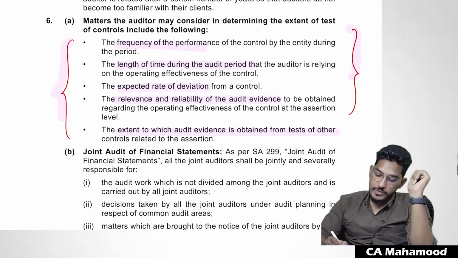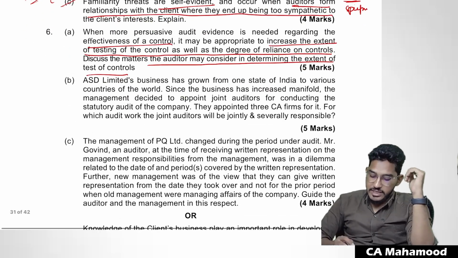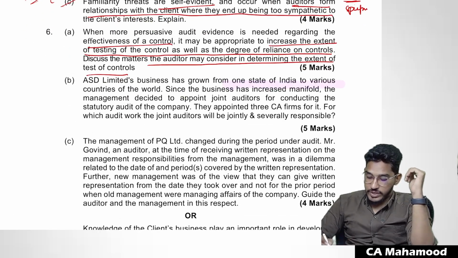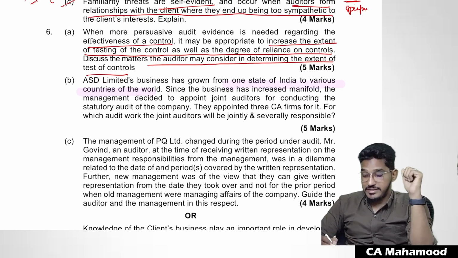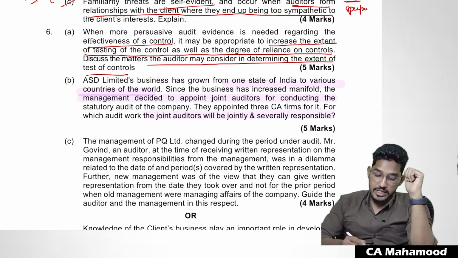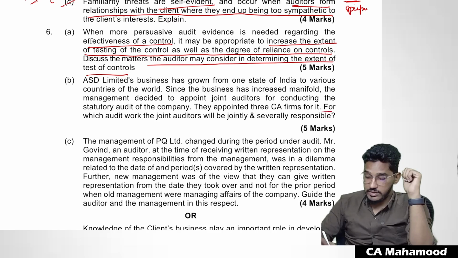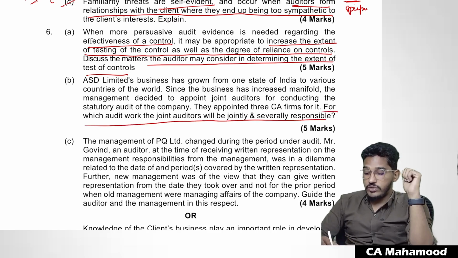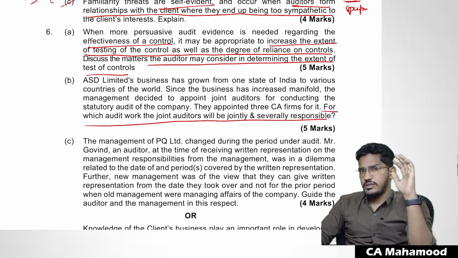Okay. Next. ASD Limited's business has grown from one state of India to various countries of the world. Since the business has increased manifold, the management decided to appoint joint auditors for conducting the statutory audit of the company. They appointed 3 CA firms, for whose audit work the joint auditors will be jointly and severally responsible. Once again, if you ignore everything, read the last line, you will be able to write the correct answer. What are the areas in which joint auditors will be jointly and severally responsible?